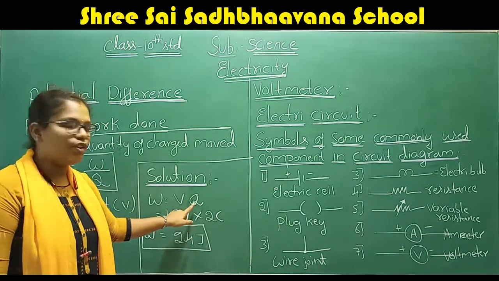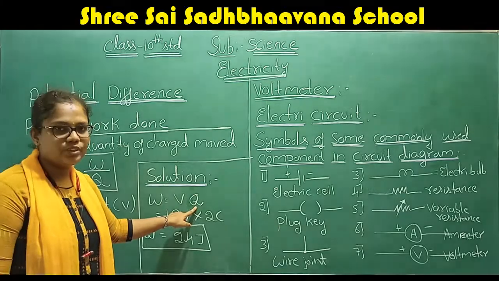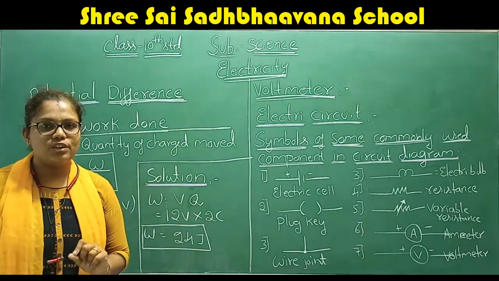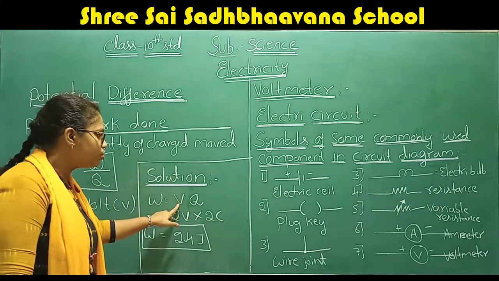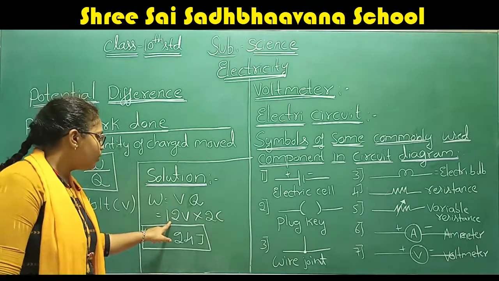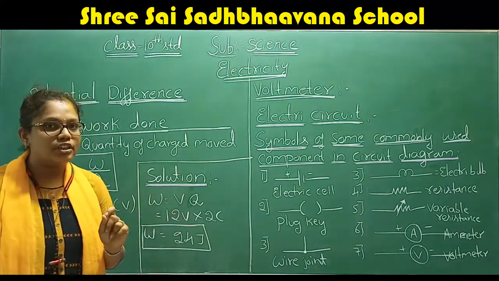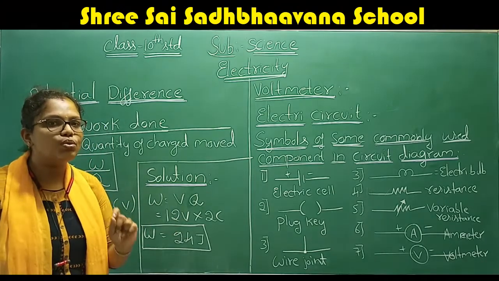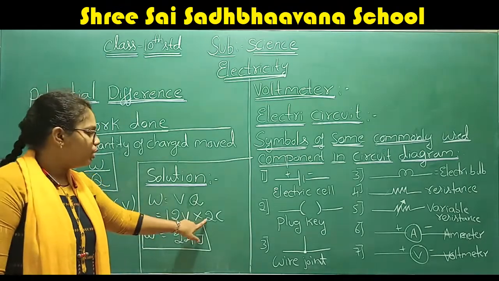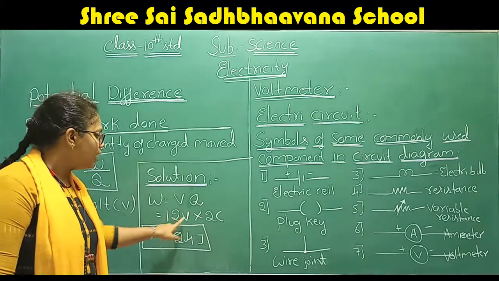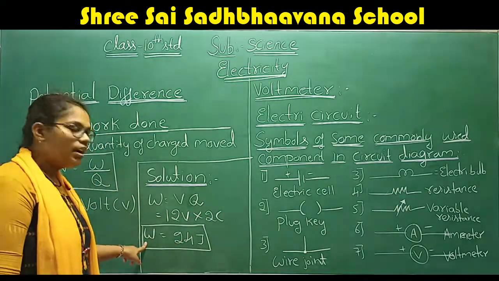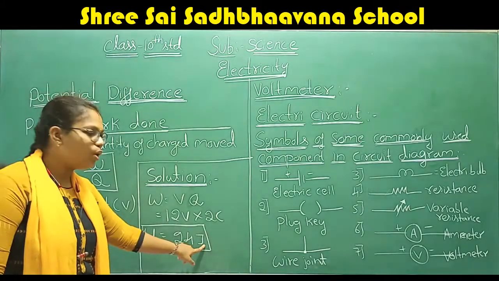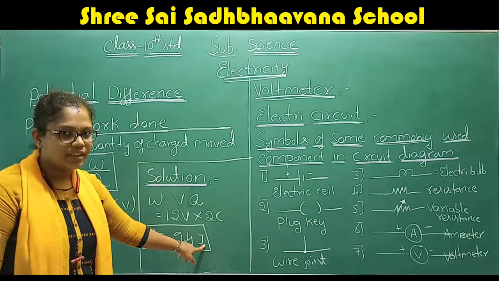Just substitute the values for V as well as Q. What is the value of V in the question? 12 V. Just substitute that for V. And what is the value for Q in the question? That is 2 C. Therefore, 12 into 2 is 24. The SI unit for work is joule, that's why it is written as J.